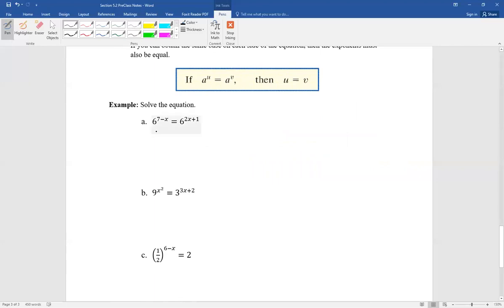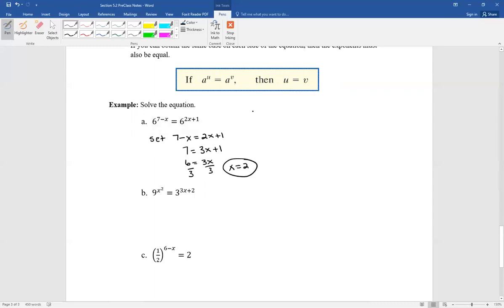So we have 6 to the 7 minus x equals 6 to the 2x plus 1. Since we have one base on each side and they match, you can set 7 minus x equal to 2x plus 1. And we're going to solve this for x. So we're going to add that over, make it 3x, subtract 1. We have 6, divide by 3, and that says that x equals 2.